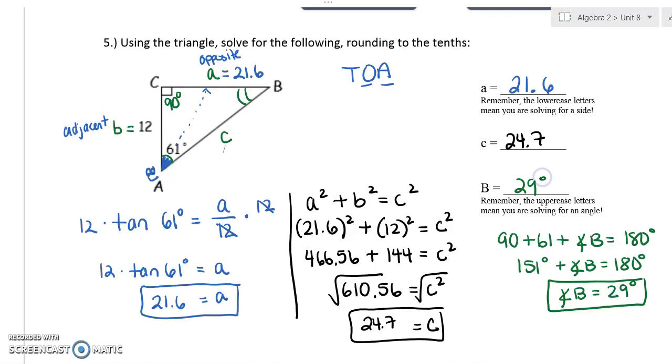29 degrees. And we call this solving the entire triangle because now we know everything about the triangle, all three angles, as well as all three sides. So great job on solving the triangle.